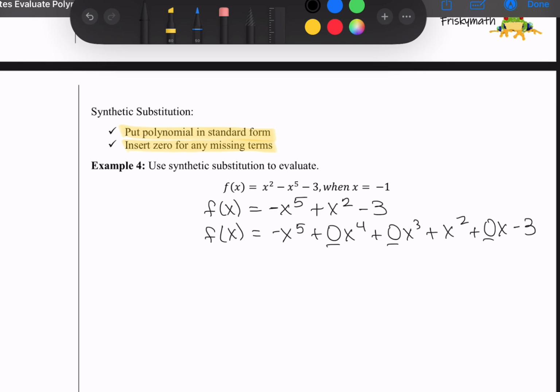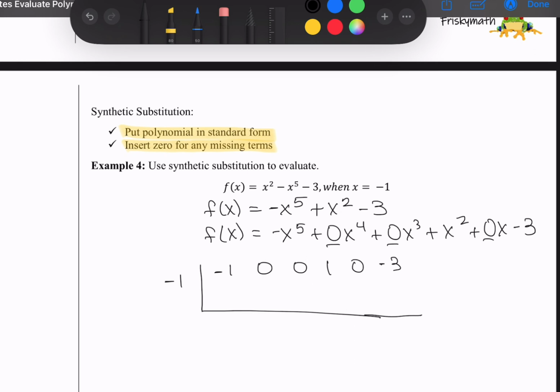All right, synthetic division now. I put the -1 on the outside. Leave myself enough room for 2 rows. And then I put the coefficients of every single term, and any missing ones get a 0. So I've got a -1, 0, a 0, a 1, a 0, and a -3.